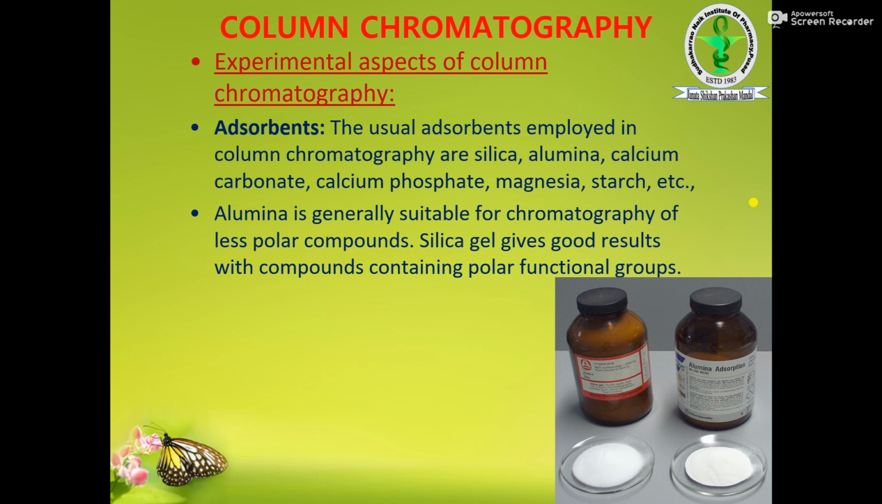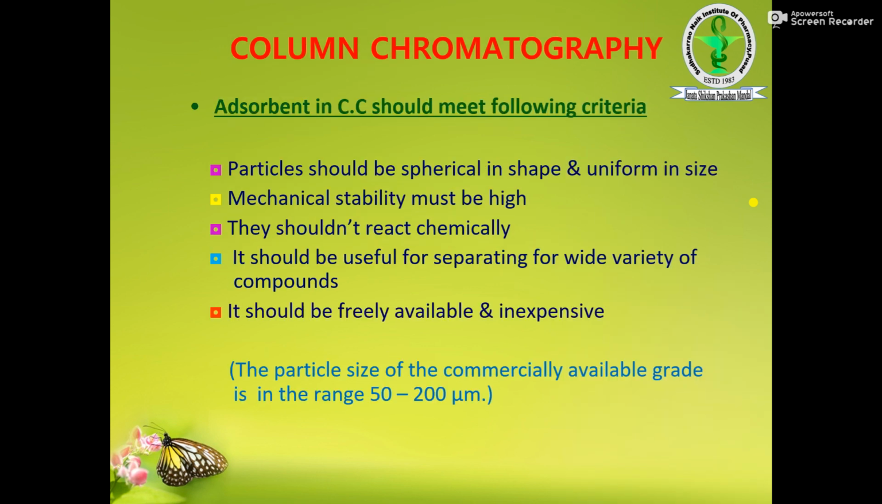Then, the second example, silica gel, gives good results with compounds containing polar functional groups. Okay, so we have both examples, silica and alumina. An adsorbent in column chromatography should meet the following criteria. There are certain criteria that must be met.